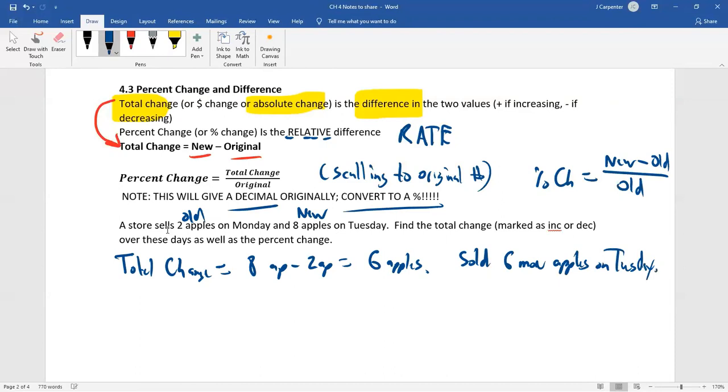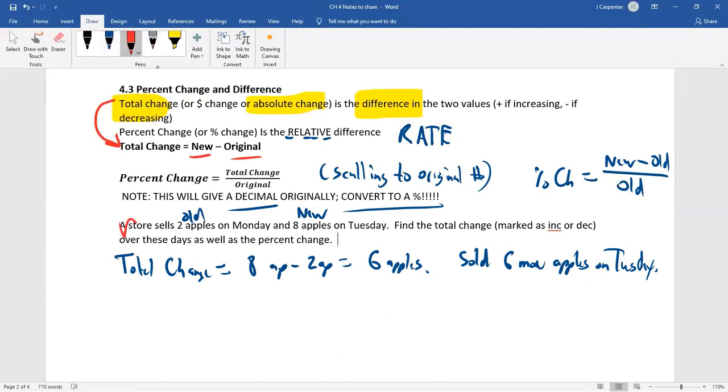Okay, well, that statement by itself is fine. We sold 6 more apples on Tuesday. But is that a lot or is that a little? Well, some people will say, well, that's a lot because we only sold 2 on Monday, so 6 more apples, that's a significant increase. Okay, yes, selling 6 more apples on Tuesday versus Monday is significant knowing that we only sold 2 apples on Monday.